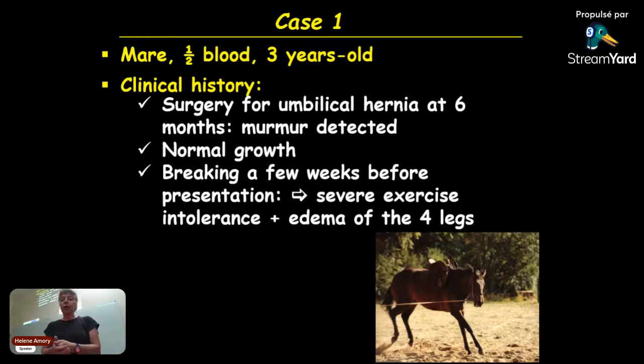When they tried to work with the horse, they remarked that the horse was very exercise intolerant. It was evident. They didn't know it before because she was just at pasture and she just had a normal life, but they didn't see anything. And also they mentioned an edema of the forelegs, because the mare came in a stable and presented it.